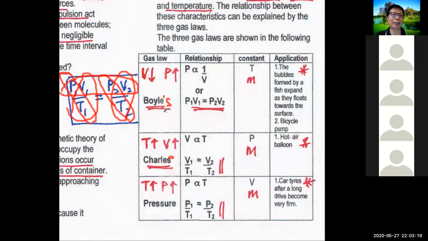So tonight I think we study until here. Roughly you know the formulas, Boyle's law, Charles' law, Pressure's law. You know the formula P1 V1 equal P2 V2. This is Boyle's law. Charles' law formula is V1 over T1 equal V2 over T2. Pressure law is P1 over T1 equal P2 over T2. That's enough. In the next lesson, next week, we will go into more detail on this.